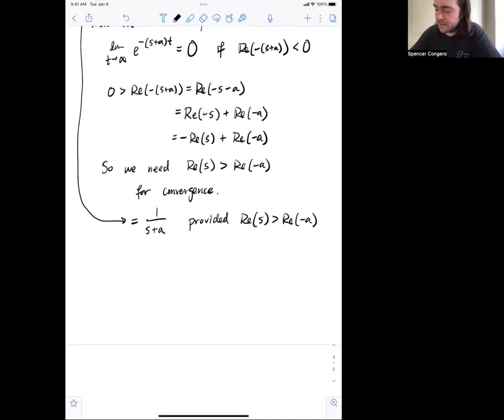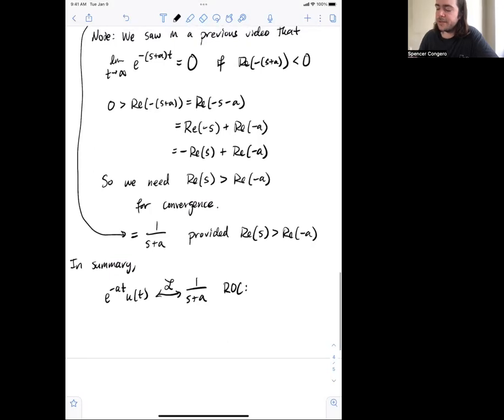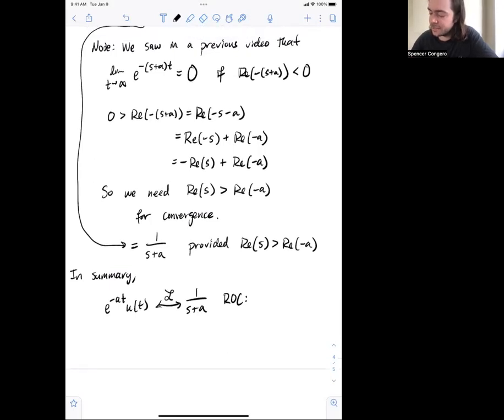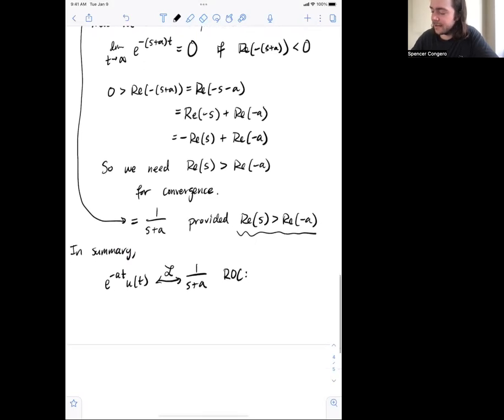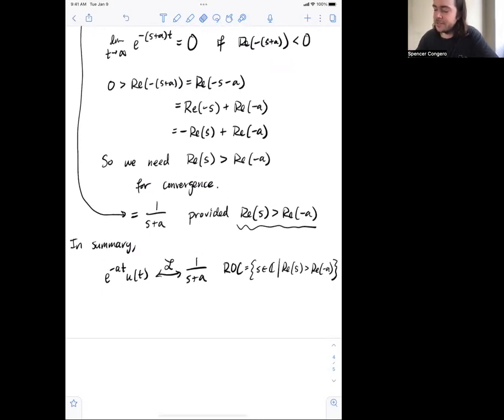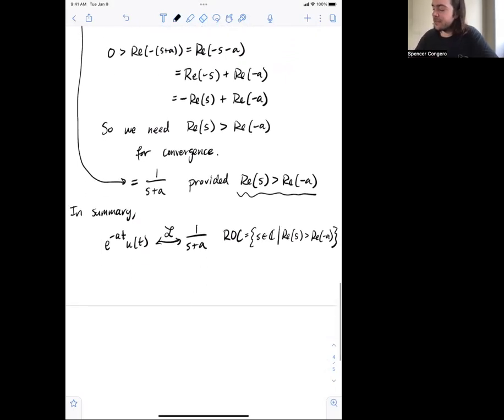Otherwise, it diverges. Okay, so let me just write in summary. Okay, e to the negative at u of t, this is what we found, has Laplace transform 1 over s plus a. And we even have found the ROC. We found the region where it converges. The region where it converges is all of the complex numbers s that satisfy that expression. So the region of convergence is the set of all complex numbers such that the real part of s is greater than the real part of negative a. Okay, so not only did we find the Laplace transform, we also found its region of convergence. That's what we always want to do when we find these transforms.